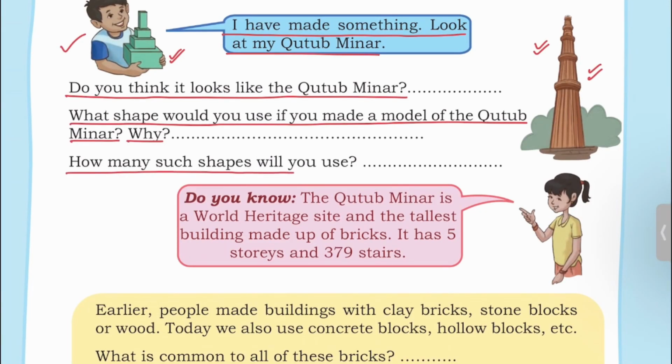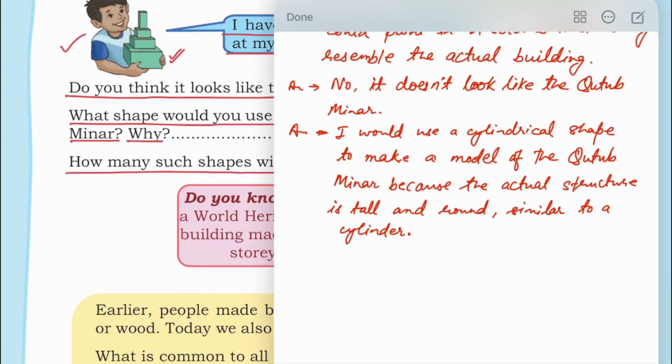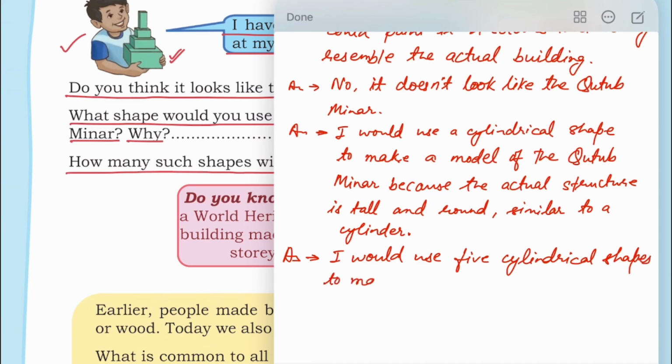How many such shapes will you use? Answer is: I would use 5 cylindrical shapes to make different levels of the Qutub Minar in my model.